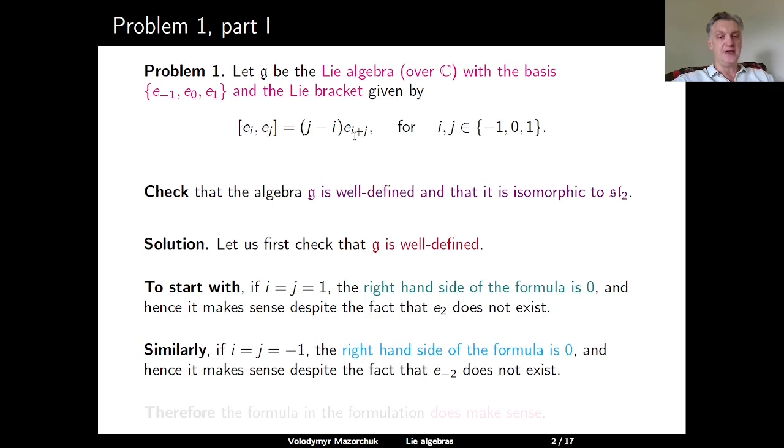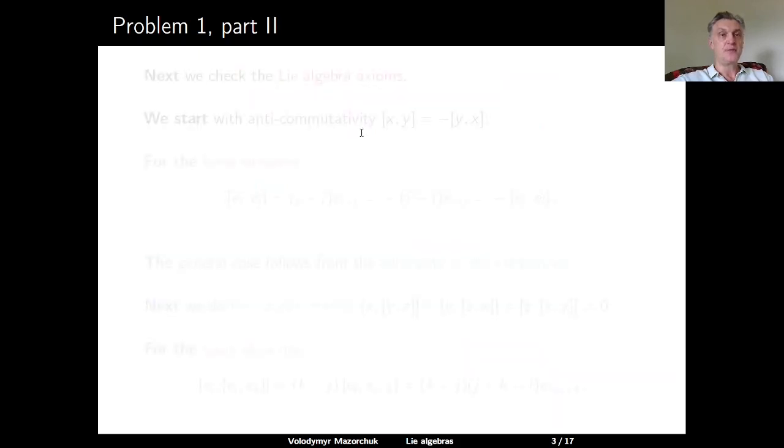Similarly, if i and j are equal to -1, the right-hand side is again 0 due to the factor j minus i, and so it makes sense despite the fact that e_{-2} does not exist. So the formula in the formulation makes sense in this interpretation.